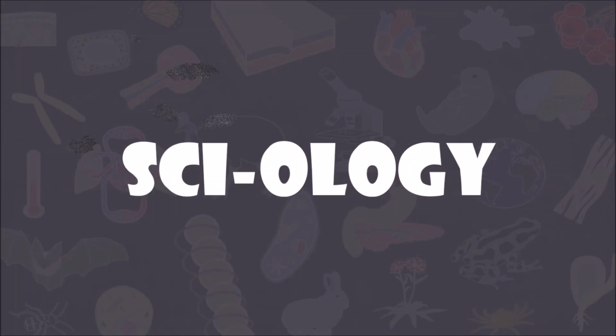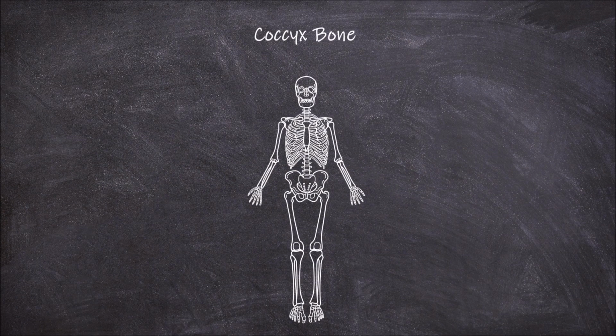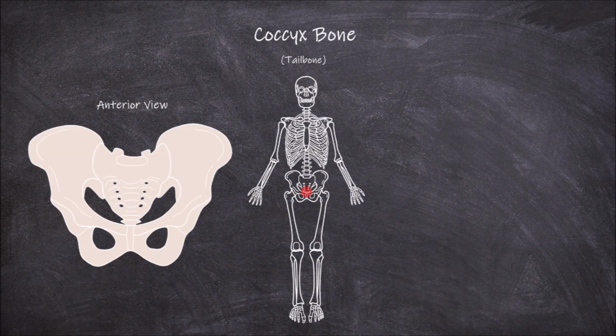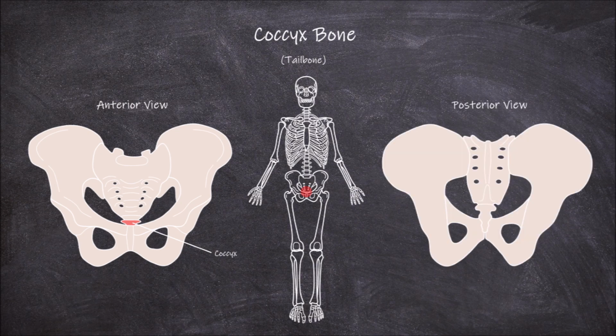Welcome back, I'm Rachel, and in this video I'm going to go over the structure of the coccyx bone. This bone is also known more commonly as the tailbone. The coccyx bone is located at the base of the spine in the posterior pelvic region of the body. If we look more closely at the pelvic bones from the anterior view, the coccyx can be found highlighted in red. If we now look at the posterior view, we can see the coccyx more clearly highlighted in red.